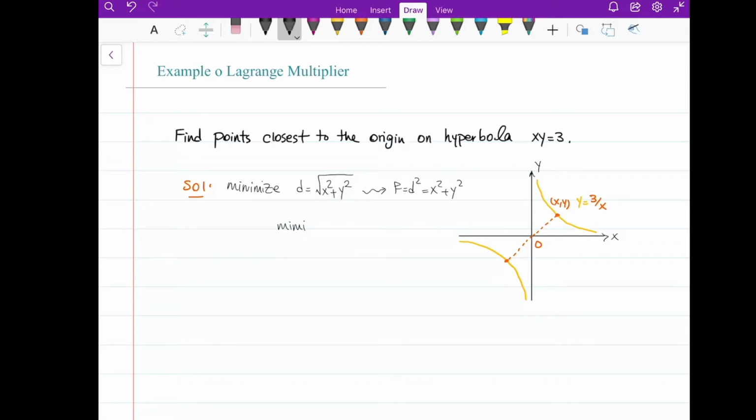So I'm going to minimize the function f, which is x squared plus y squared, subject to the constraint. What is the constraint? The constraint is g of xy, which is basically xy equals 3. Okay, so I'm going to use the Lagrange multiplier method for that.